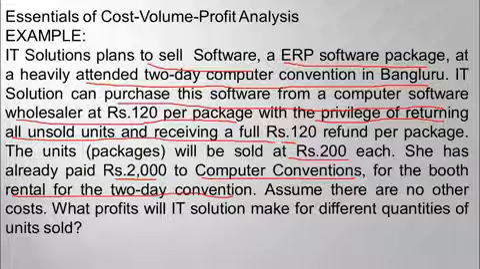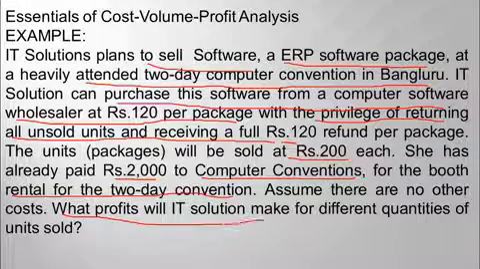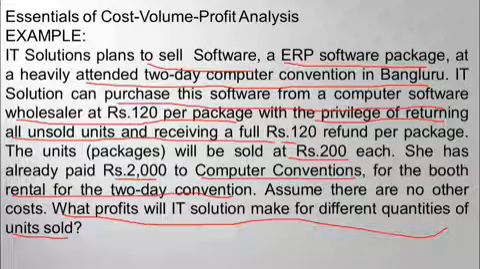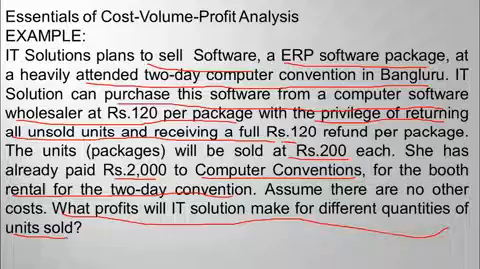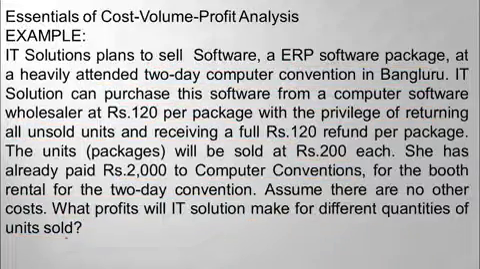Now here we have to assume there are no other costs. It means there is only one cost of rupees 2000 and there is no other cost. Then the question is, what profit will IT Solutions make for different quantities of units sold. It means suppose this company has sold different quantities of the software packages, then how much would be the different quantities of units sold by the company so that they can earn profits. So let's understand this example with the help of the solution.